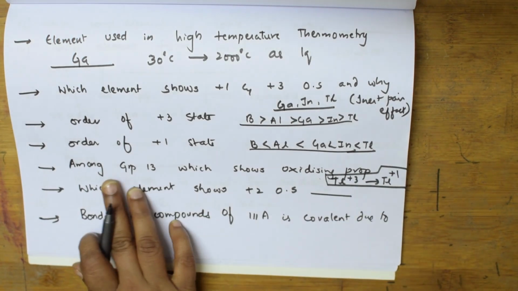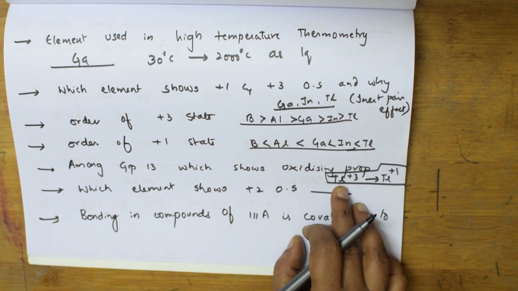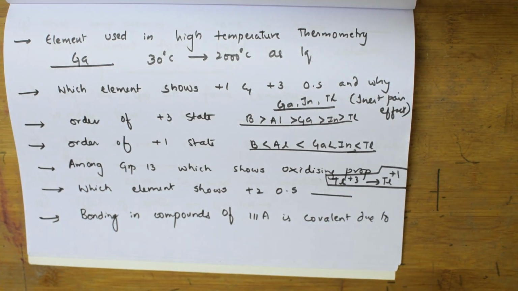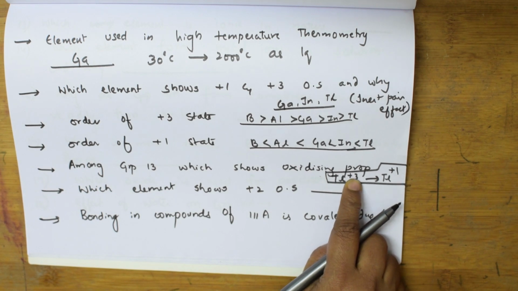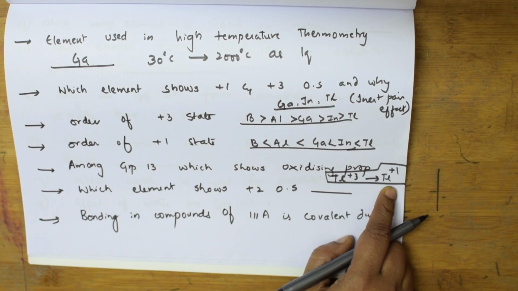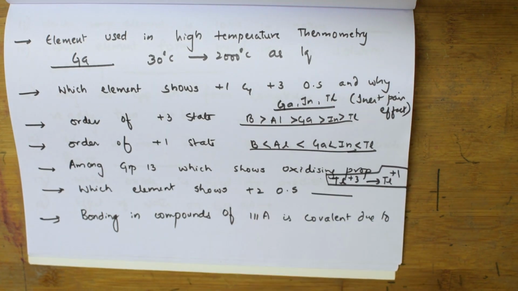So, question again: among group 13 elements, which shows oxidizing property? Thallium, because thallium converts from +3 state to +1 state. Among boron, aluminium, gallium, indium and thallium, thallium converts from +3 to +1 state. That's why it shows oxidizing property.